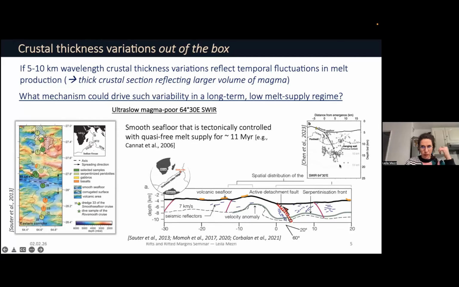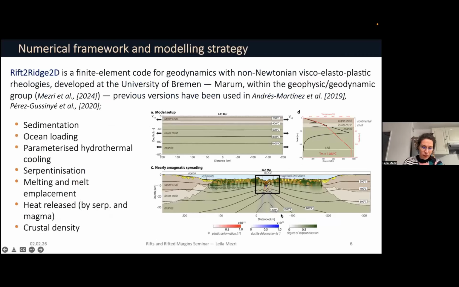The seismic observations show undulations across the ridge axis, shown by this 7 kilometers per second contour. Given the low melt supply regime, the interpretation is that the variability we observed is related to serpentinization extent with depth. That's what we have addressed in this study using a 2D viscoelastoplastic model.